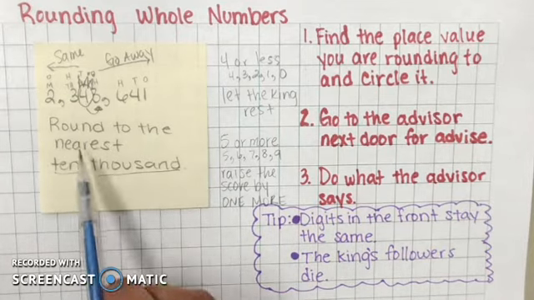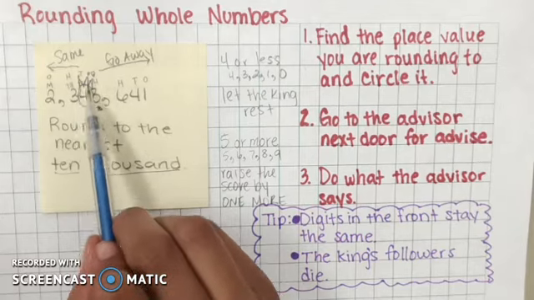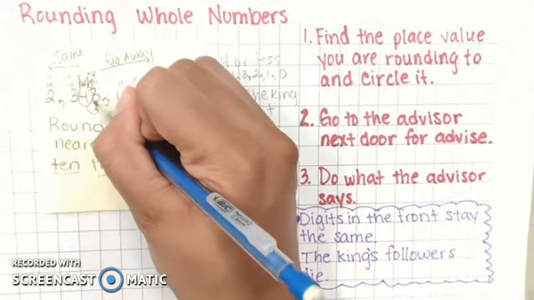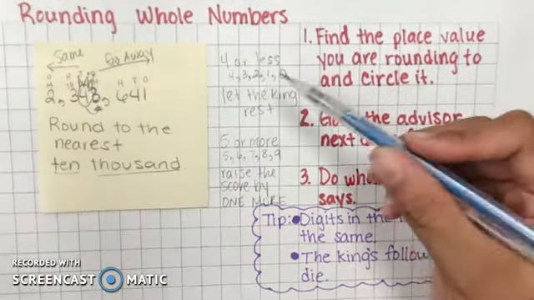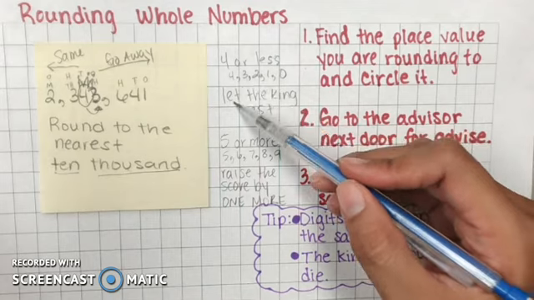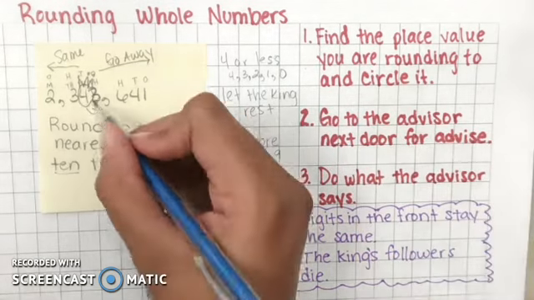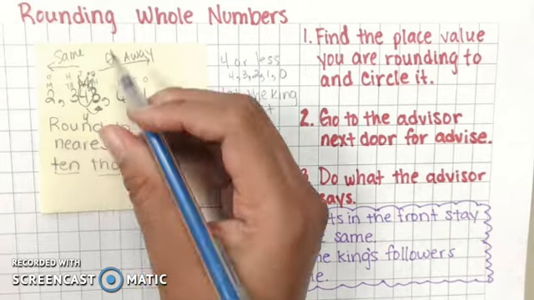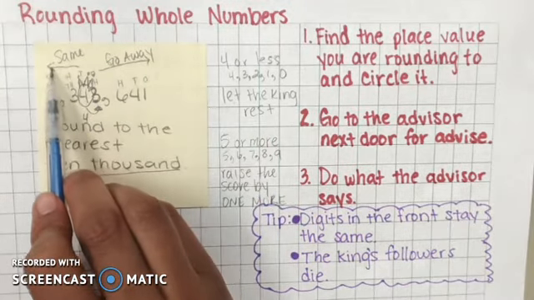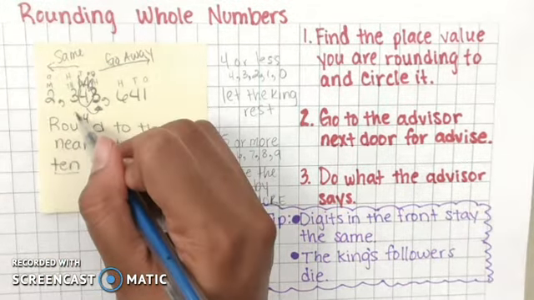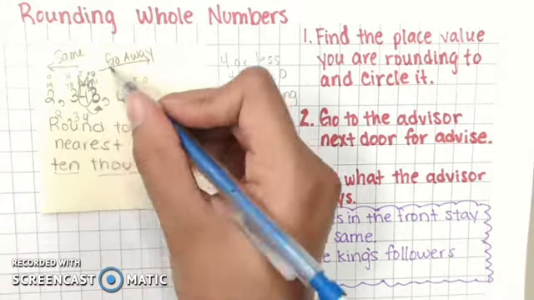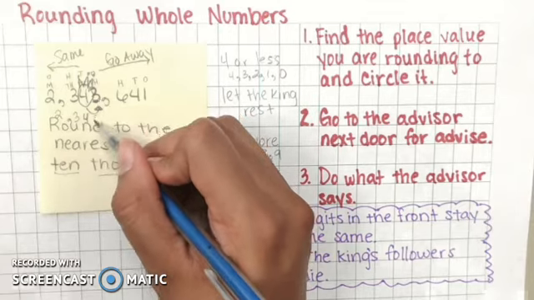Alright, so let's do this example problem here. It's asking me to round to the nearest 10,000. I circled my 10,000 place. Then I went next door to my advisor. My advisor is a 3. So, since my advisor is a 4 or less, I let the king rest. So that means the 4, I'm just going to write it down here. And everyone in front of the king is going to stay the same, unless there's a special circumstance, and we can talk about that in a bit. Everyone behind the king is going to go away. They're going to die.